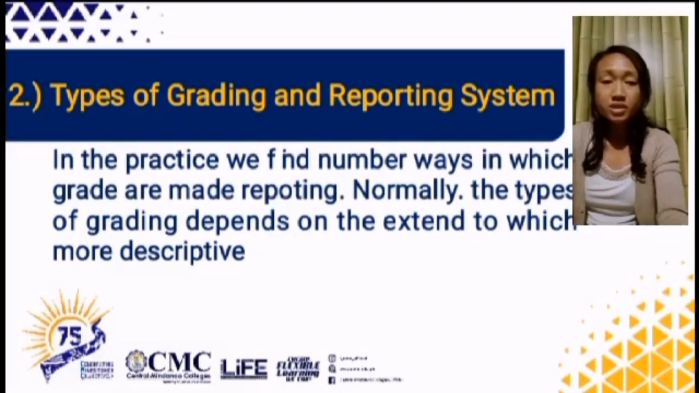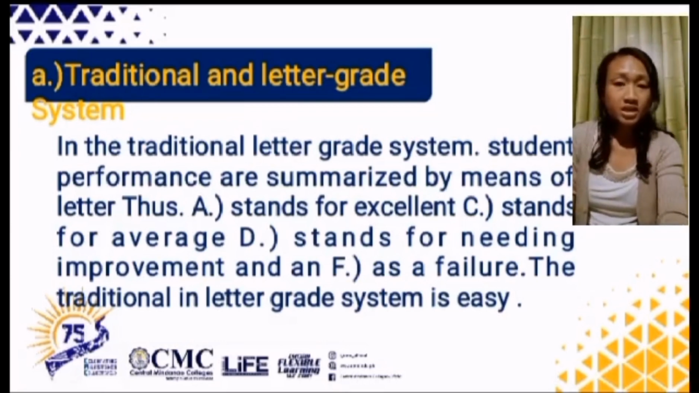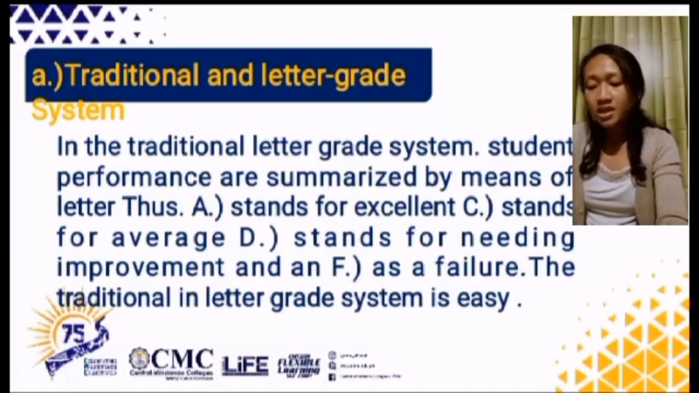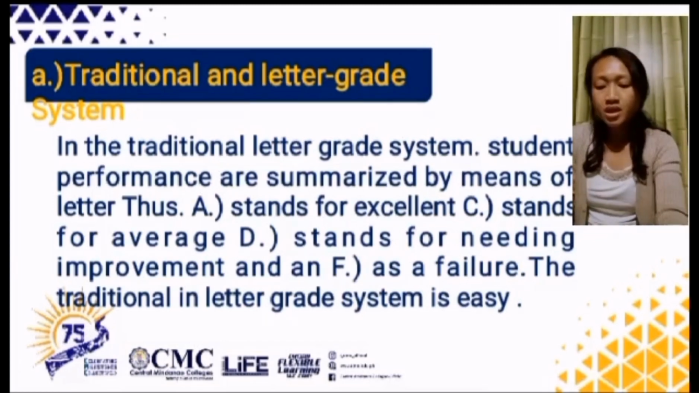So in the traditional letter grade system, students' performances are summarized by means of letters like A, B, C, D, and F. So A stands for excellence, C stands for average, D is for needing improvement, and F is for failure. So this is common in the elementary levels.